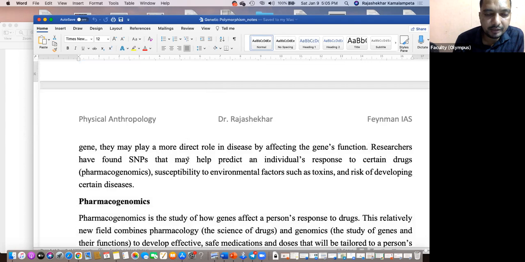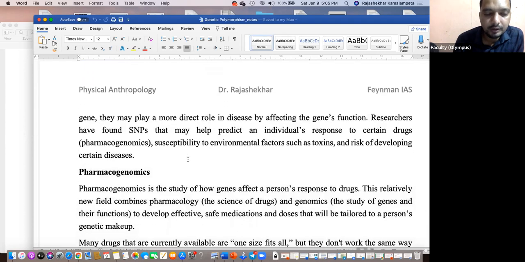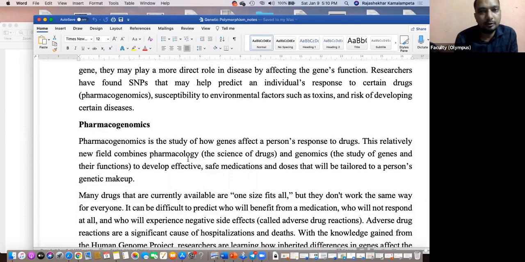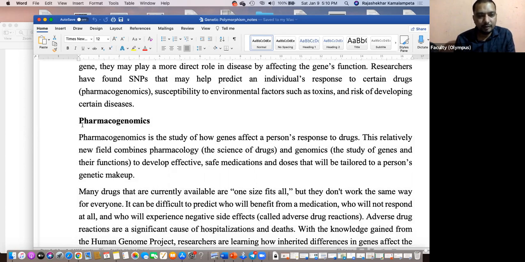There are many benefits of single nucleotide polymorphism. Nowadays we are also using it in an applied area. This is important for DNA technology in medicine. We are all using them in pharmacogenomics. So briefly, I'll tell you what pharmacogenomics is. Pharmacogenomics is the combination of 2 areas: one is pharmacology, another is genomics. Pharmacology plus genomics is pharmacogenomics.